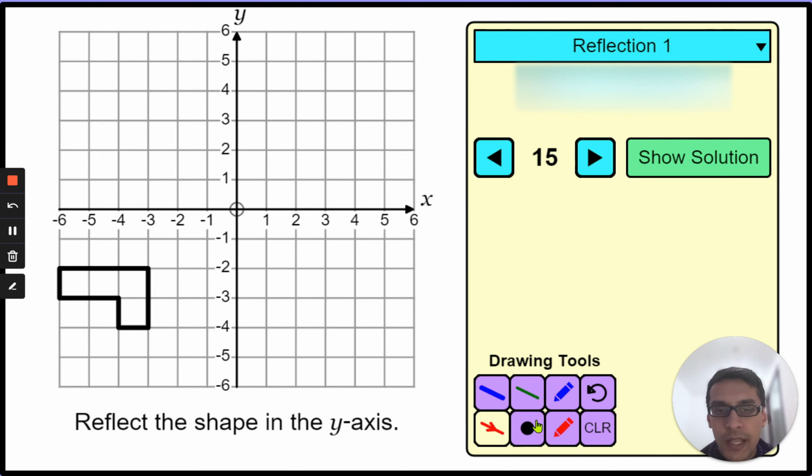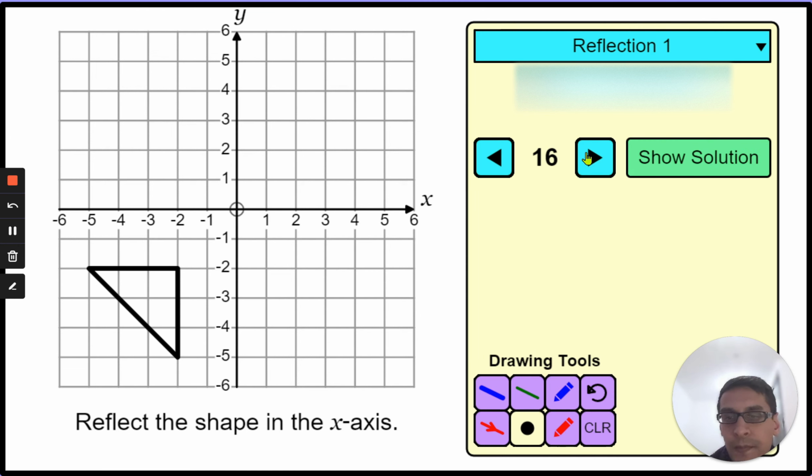Reflecting in the y-axis. So the y-axis is the vertical line. So 3 units, 3 units. This is going to be here. You've got another 3 and 3. Now that's at -6, so it's going to be at +6. And then that's at -4, so it's going to be at +4. We can use the coordinate grids to help us out here as well. So in this case, we've got our shape.